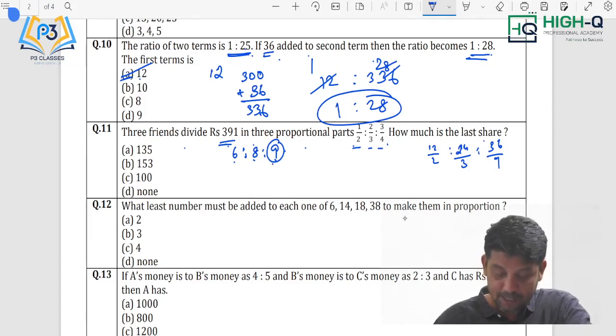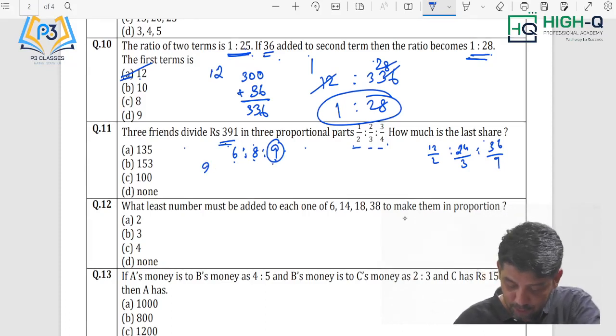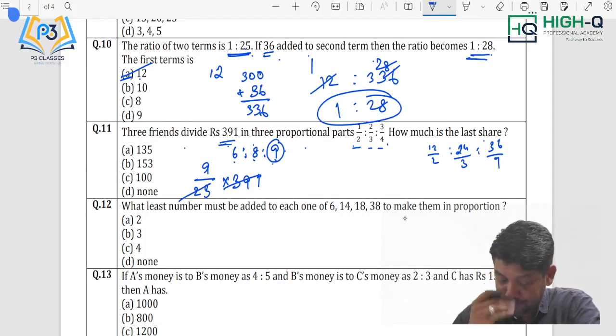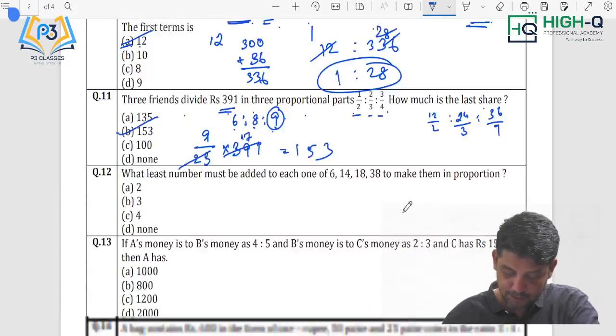But the person has got 391 rupees. Therefore, 9 by 23 into 391. Just cancel this, my dear. How many times? I think 17 times will come. 17 times. So 17 nines are 153. Option B.